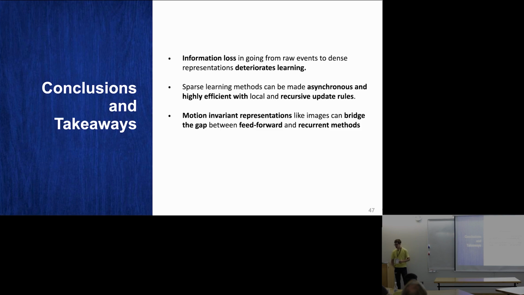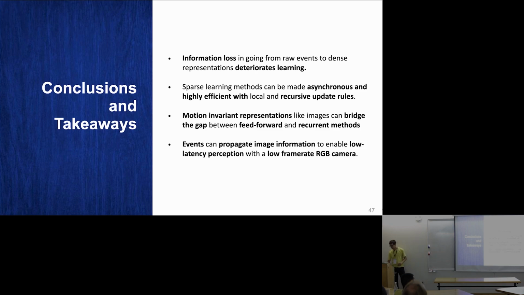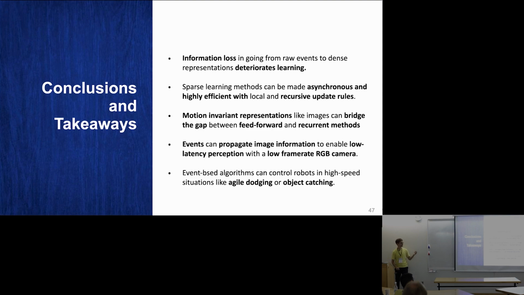The third point that we learned is that events alone are not enough to perform robustly. What we also need is a motion invariant representation. In our case, we saw that images are a very good candidate. And we can then use this image information together with events to propagate information into the blind time between them. This means that we can use images and augment them with events to reduce their latency. Finally, we saw that we can apply these algorithms to agile object catching or dodging on robotic platforms.